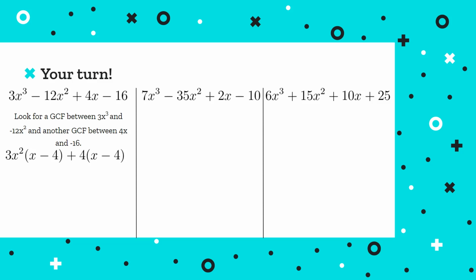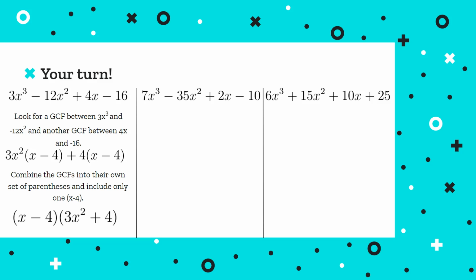When looking at the first question, the first thing you want to do is look for a GCF between the first two terms and the last two terms. Between the 3x cubed and the -12x squared, there's a GCF of 3x squared. And when looking at the 4x minus 16, there's a GCF of 4. So these two GCFs are divided out to get what is seen here.